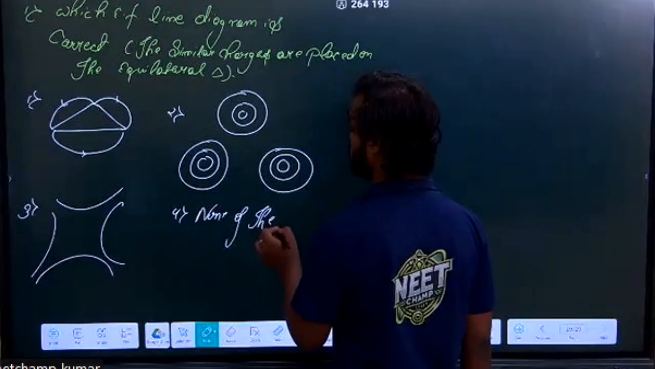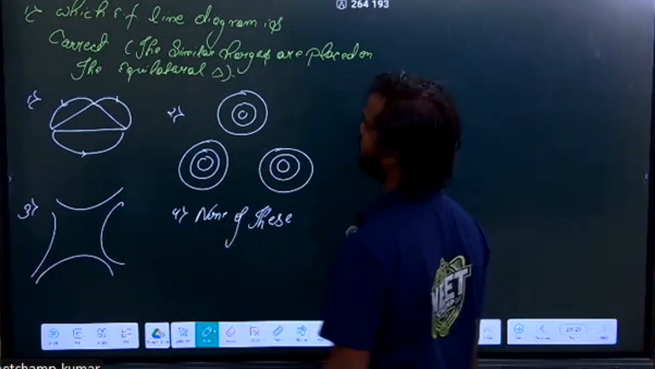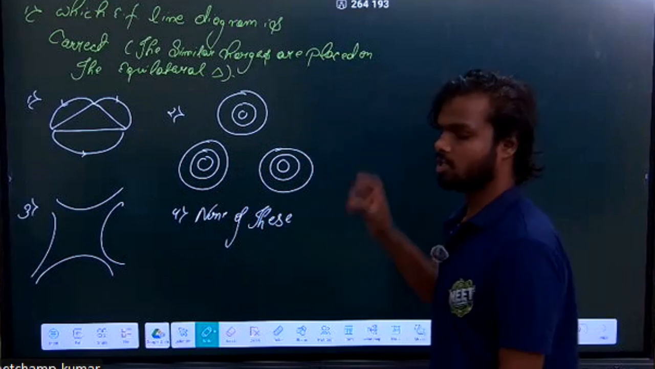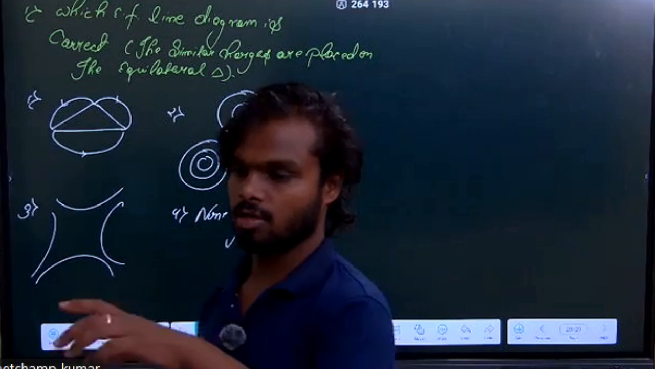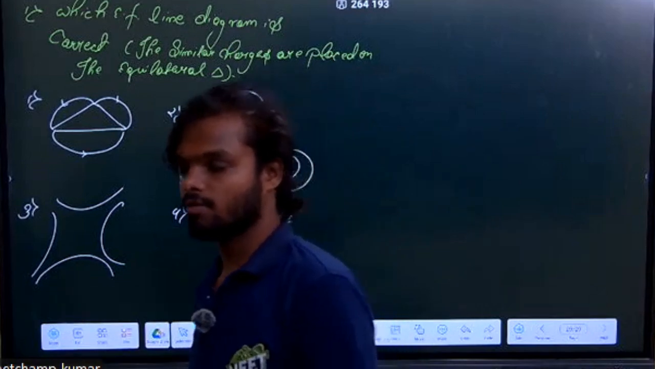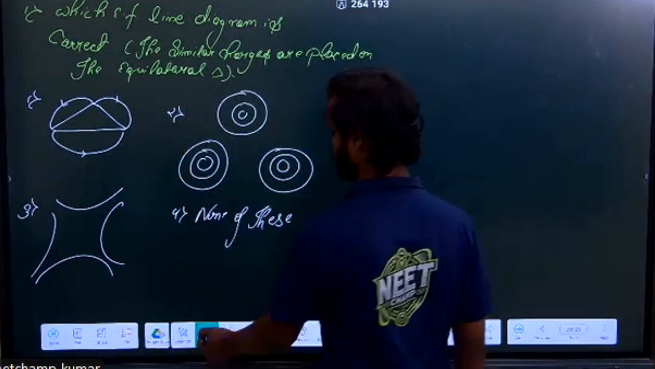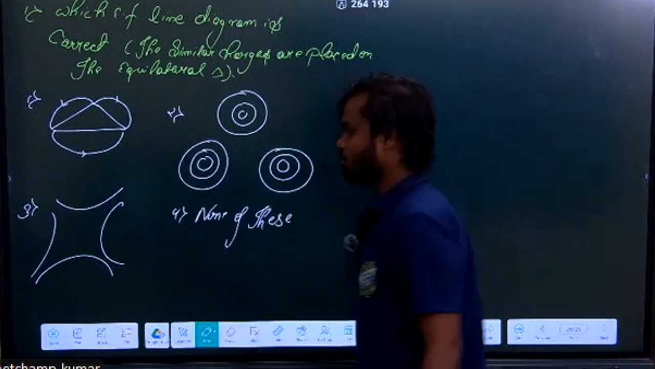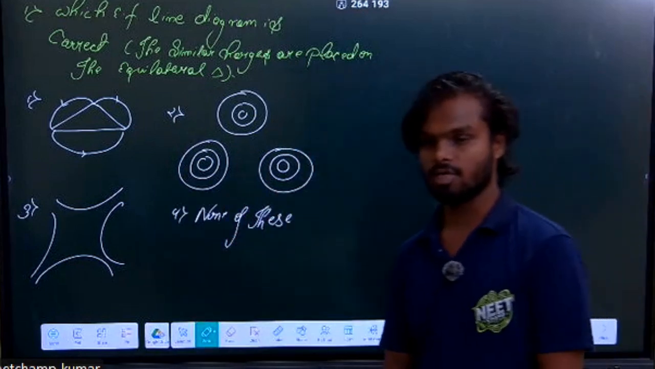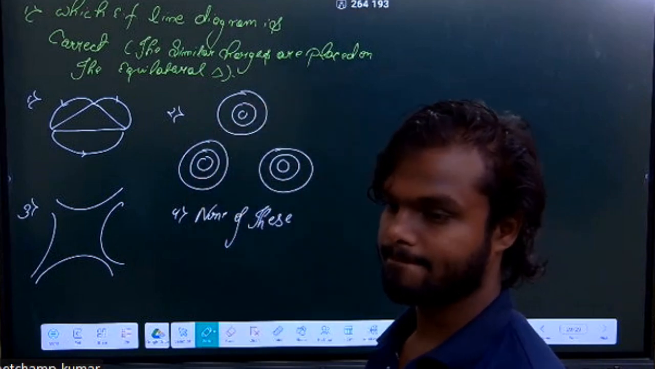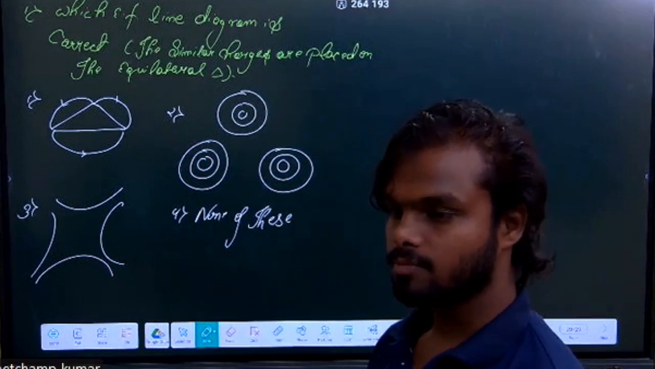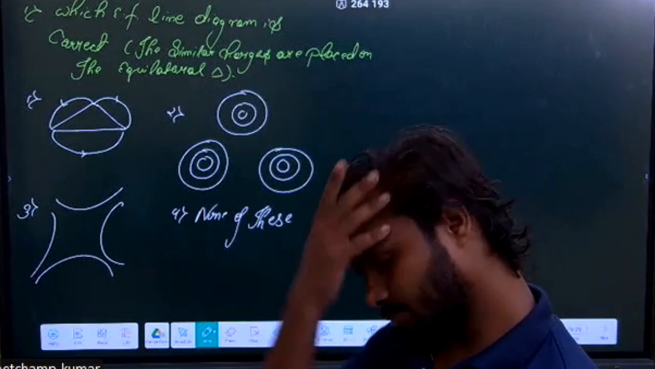So you have to pick which is the correct diagram for the charges placed on an equilateral triangle. Obviously, they are placed on the corners. This is a previous year question. You have to pick which option is correct. One, two, three, four. Which option is correct?